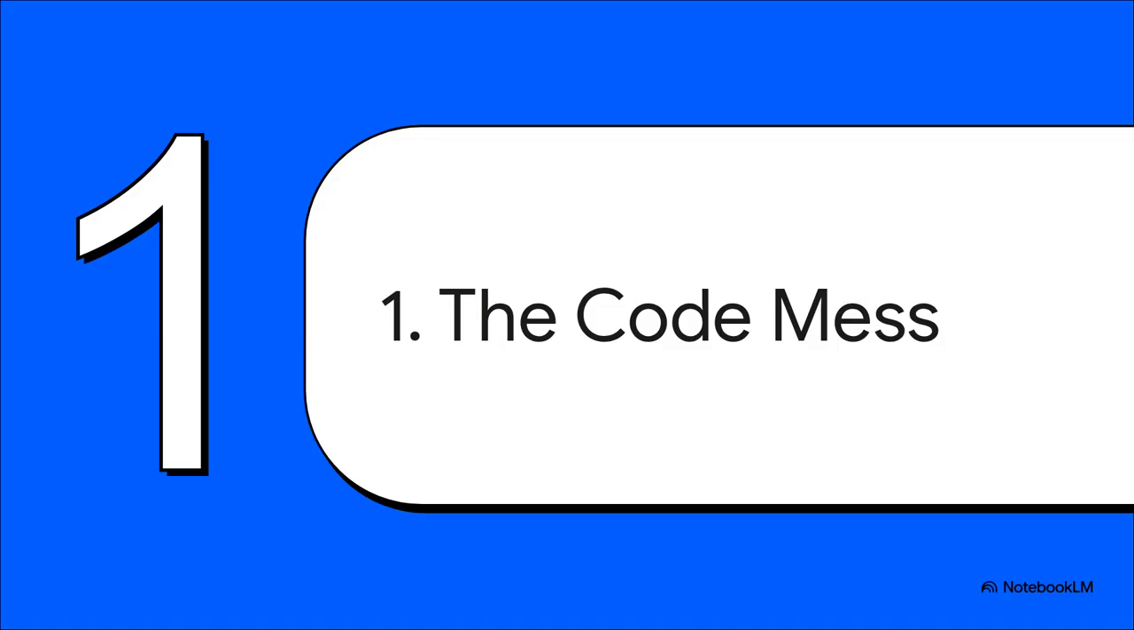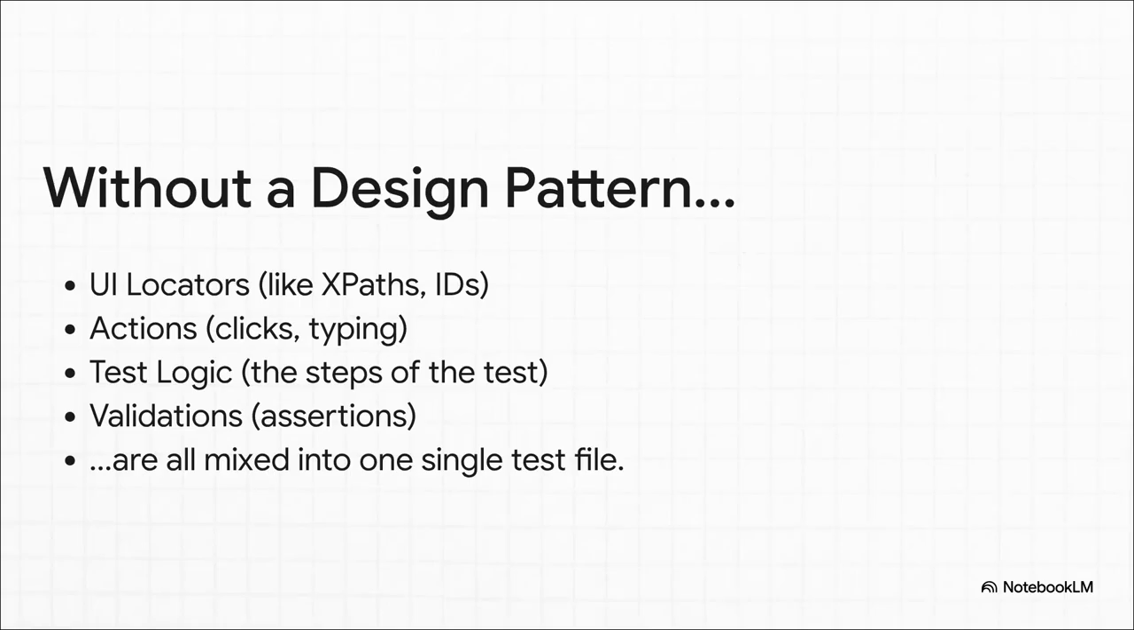Okay, so it all starts with what I like to call the automation code mess. You know how it is. You're moving fast, you're trying to get those initial tests built out, and it's so easy to just cram everything you need into one single file. You're not really thinking about the long term, you're just trying to get it done. And yeah, without some kind of design pattern, what you get is chaos.